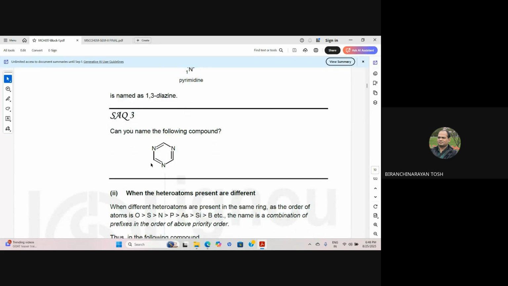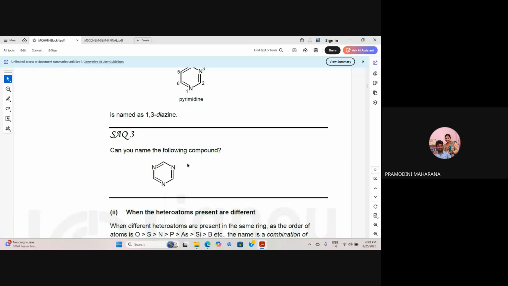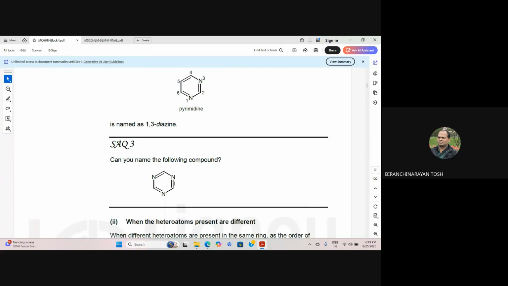So what will be this one? What will be the name of this one? 1, 2, 3, 4, 5, 1, 3, 5. Triazine. This is like diazine, same thing, unsaturated, so ine will be there, and aza for nitrogen, so azine. 3 nitrogens, triazine, and positions 1, 3, 5. So 1,3,5-triazine.